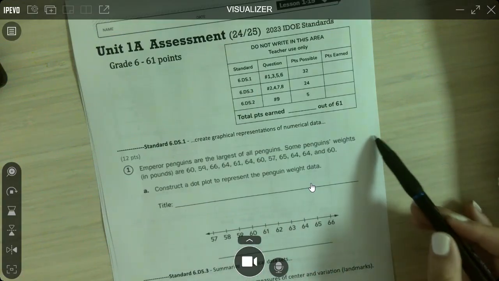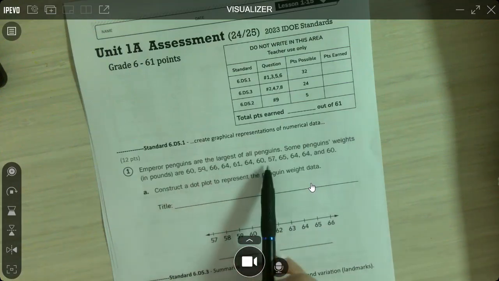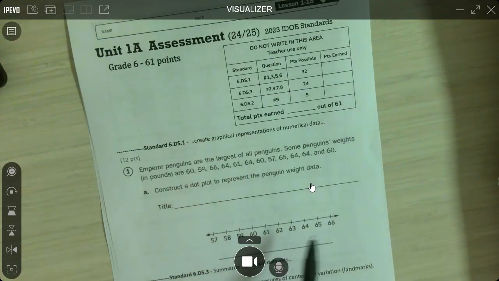Okay, it tells you up here. You just have to rewrite it down here. And then you are making your dot plot. So you're using all of these numbers and you're placing your dots above the number down here. Take a minute, pause your video, and answer part A.